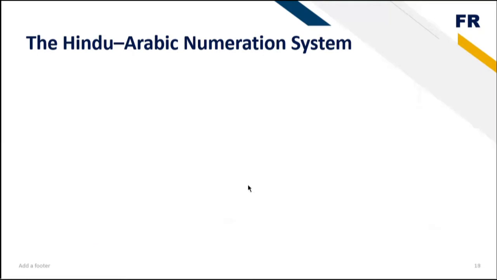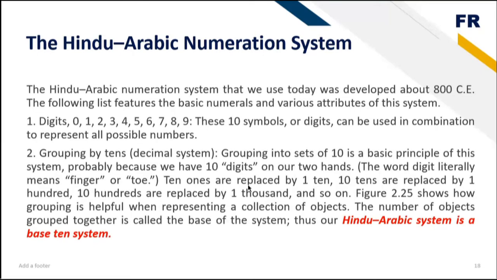So yung sa figure 2.20 natin shows how grouping is helpful when representing a collection of objects. The number of objects grouped together is called the base of the system. Thus, our Hindu-Arabic system is a base 10 system.